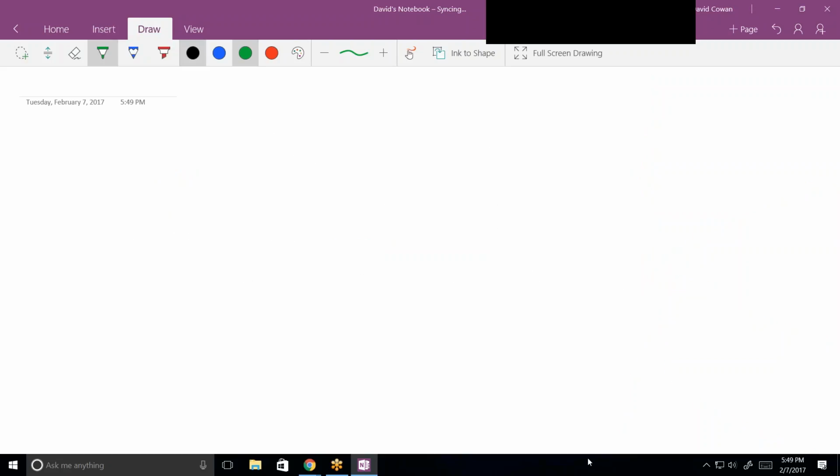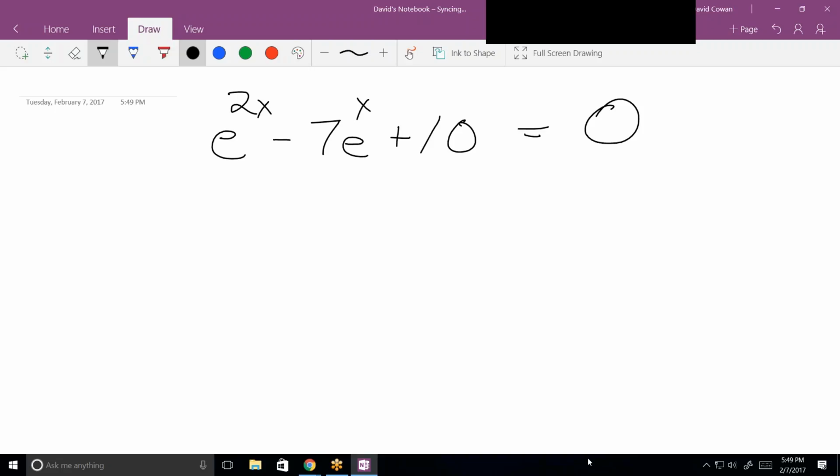So this is: solve the exponential equation, round to 3 decimal places, and the equation is e to the 2x minus 7e to the x plus 10 equals 0. Okay. This is what I call a quadratic in disguise, because you wouldn't immediately recognize this as a quadratic.